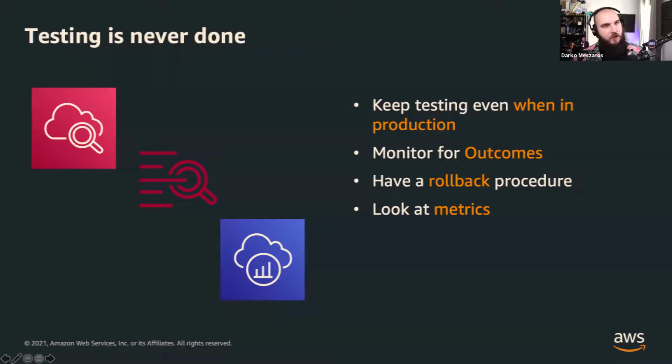I have a thing here that says have a rollback procedure. So when it comes to rollbacks, there's a couple of ways you can do it, right? And I don't have a slide for this, but I want to explain deployment policies. And I know this is not part of testing per se, but testing is never done. Even if you deploy things to production, you need to properly test. You need to still keep on testing.